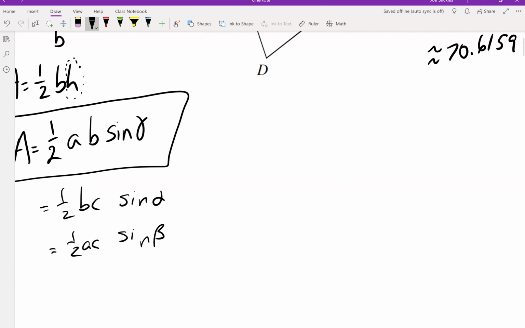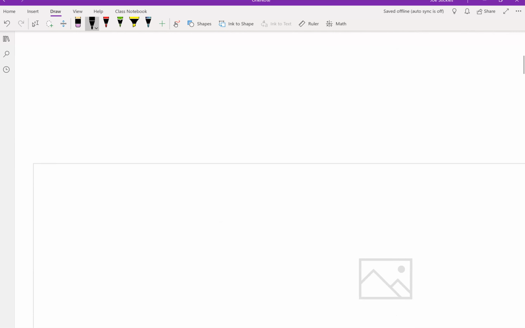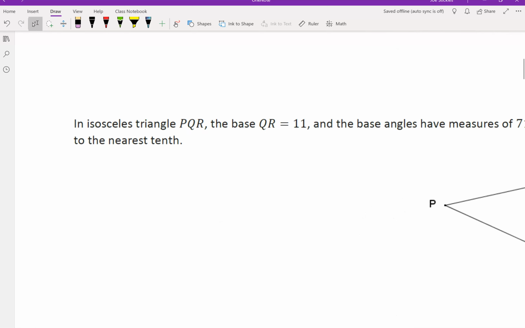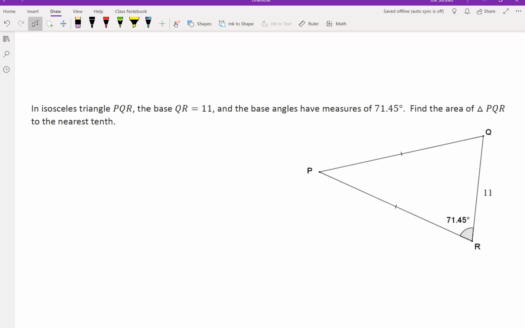All right. So again, it's a straightforward process of doing this once we have the two sides and the included angle. Okay. So let's look at this problem where we have to do a little bit more work before we can get to the point of figuring out the area. This problem gives us a side that's 11 and an angle that's 71.45. They don't tell us any other information except that PQ and PR are the same length. It's an isosceles triangle. They ask us to find the area.